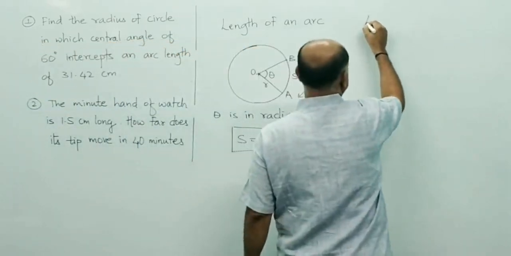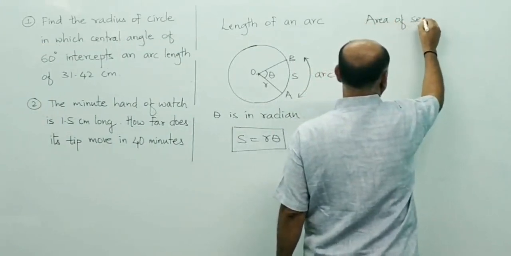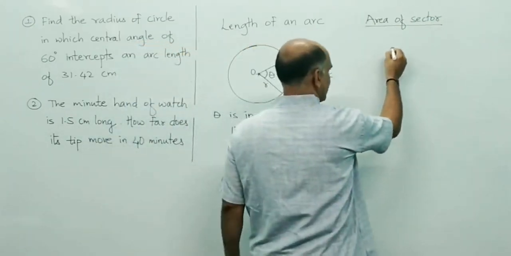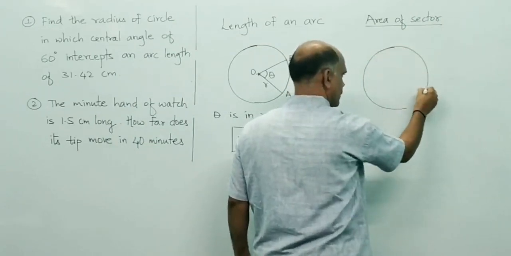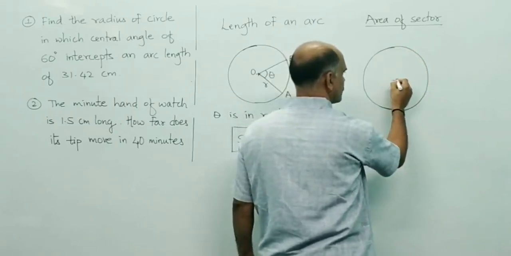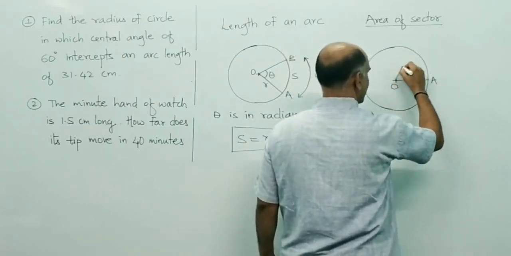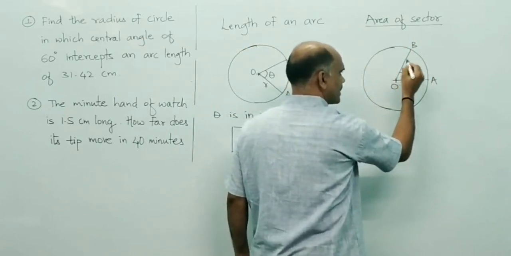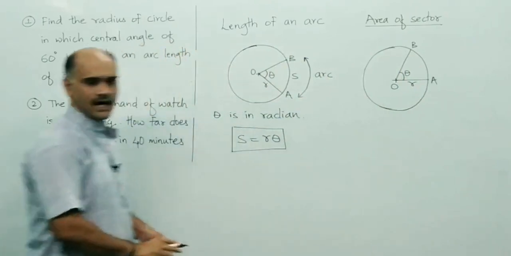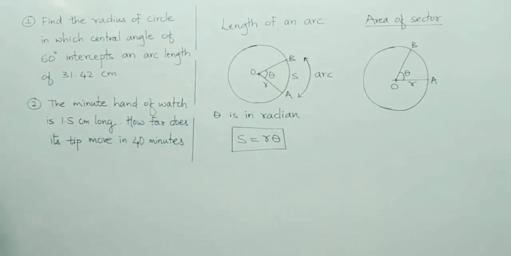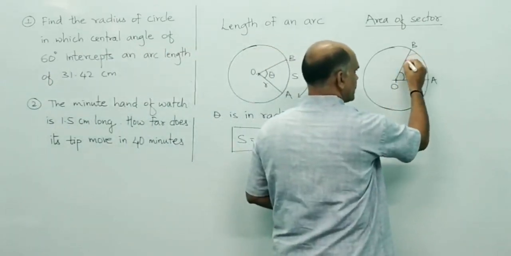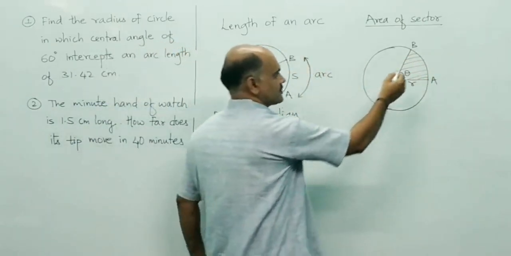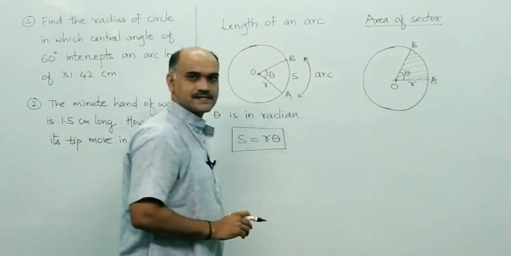Similarly, second, we have the area of a sector. Now similarly, if I take a circle with center O, A, and again I will take this point as B. This angle formed at the center, I will take as theta, and the radius is R. So this AOB is called a sector. This whole area which I have marked is called a sector.